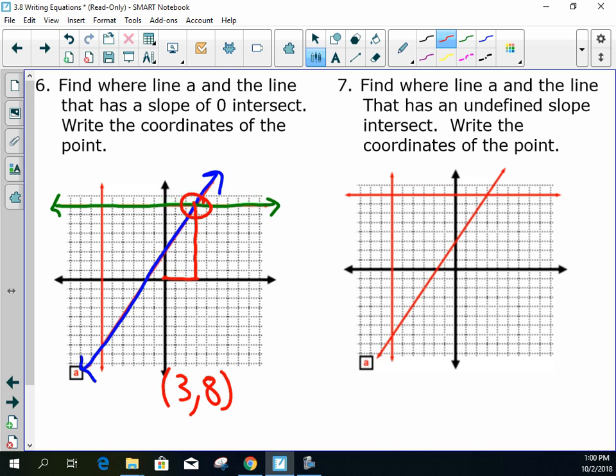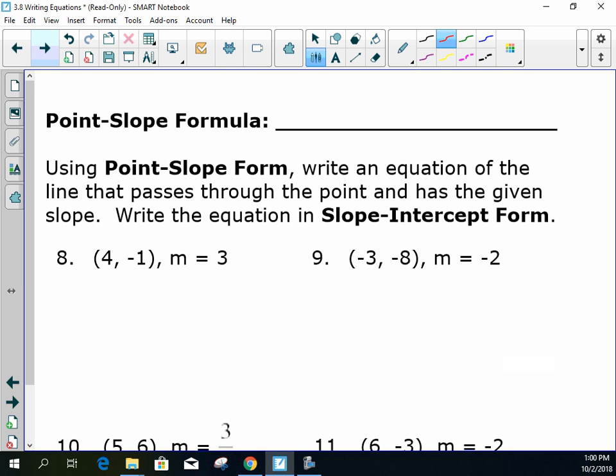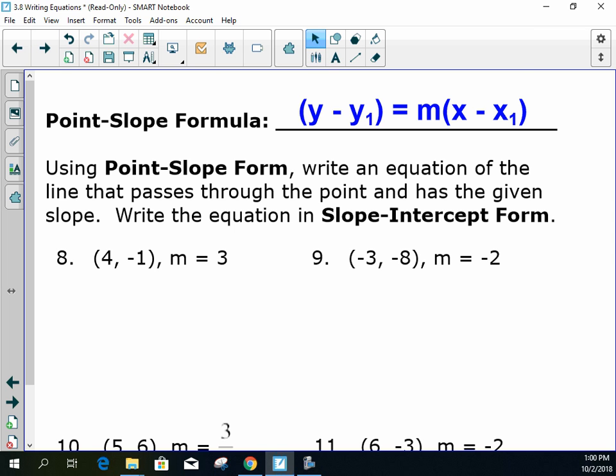You should be able to do 7 on your own. Okay, point slope form. This is point slope form. Now, like I said, we're taking all the information that you've already learned and we're trying to make connections. So you already have enough information to do this. But let's go through it together, okay?